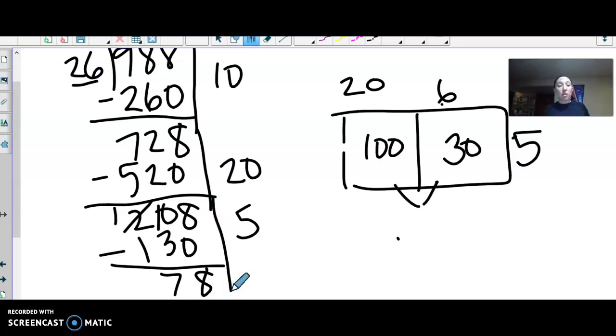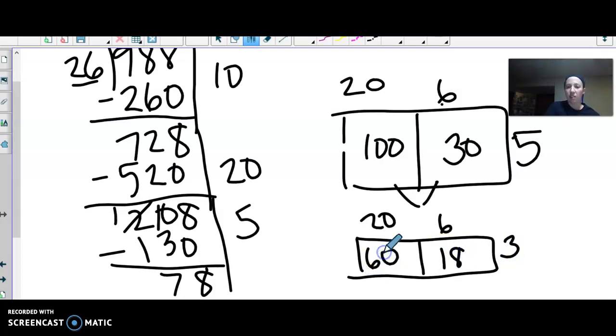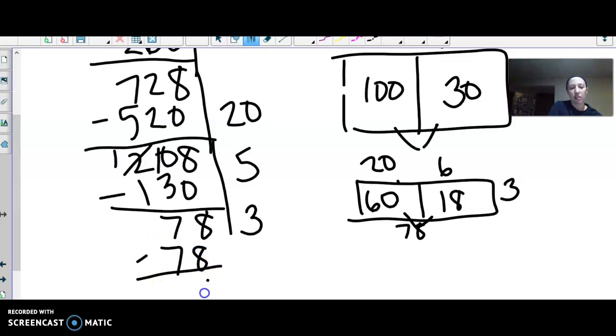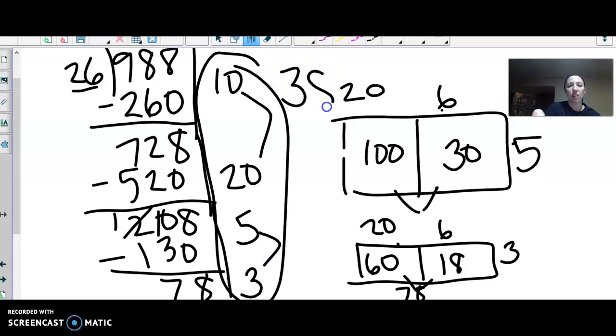Again, this is where I could say, okay, 25 times 3 is 75, which is really close. So let's try 3. Make a new box. 26 times 3, 18, 60. Together that is 78. So another 3 groups. If I subtract it, I'll have 0 left. And now I can just add my groups. 38. So 38 is my quotient, my answer.